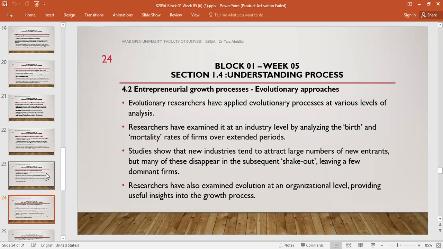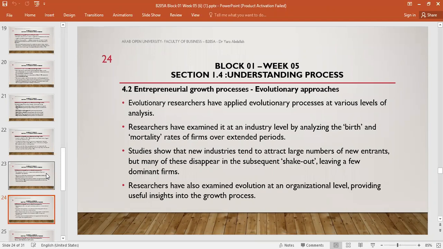But there will be a problem. This large number of entrants may disappear. A lot of them can disappear, and a few of them can be prominent in the field. Why? Because of changes, because of variations. You can have a lot of startups, but who will succeed? Who will continue? Few.